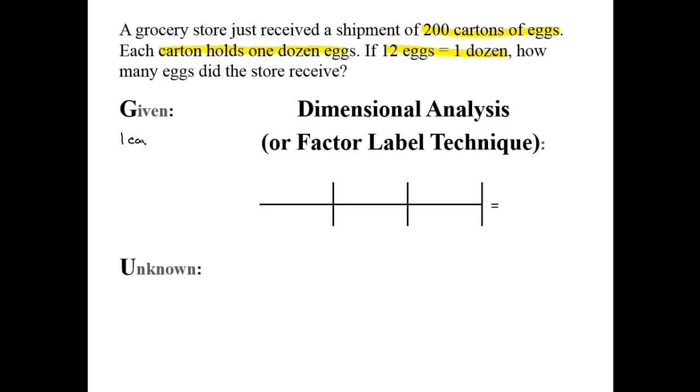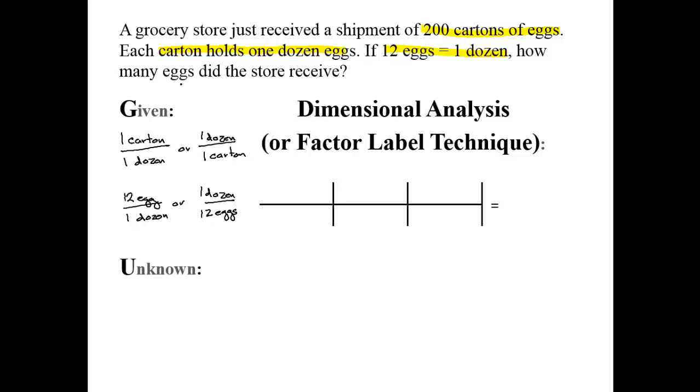1 carton over 1 dozen, or 1 dozen over 1 carton. All right. And then we can also write 12 eggs equals 1 dozen. So that's 12 eggs over 1 dozen, or 1 dozen over 12 eggs. So those are our ratios that we can use.